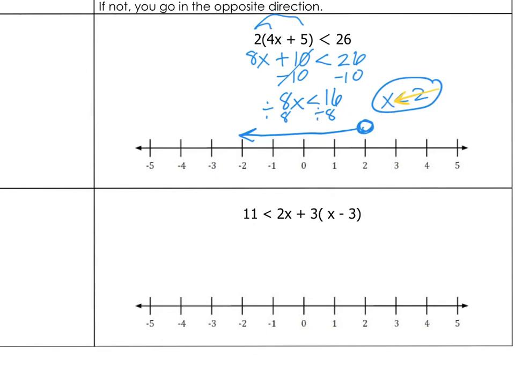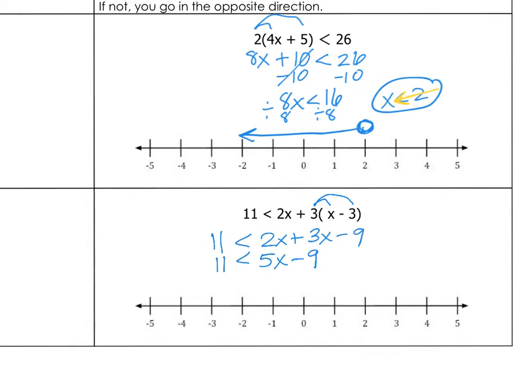With this next one, I can tell that I'm going to need to distribute and also combine like terms. So let's start off with distributing. So let's give that 3 away. Okay, now let's combine our like terms. So we're going to have 5x minus 9 and then 11 on the left-hand side.